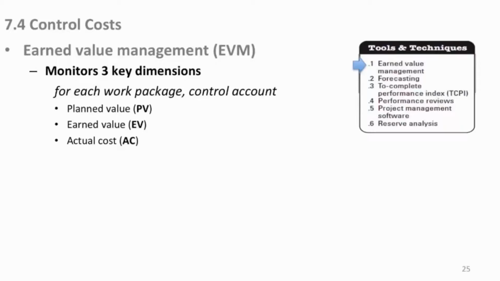We're going to have a little prelude to it, and then we're going to show you a little scenario, spend some time on that so you can understand how this works dynamically. So, earned value management. Three key dimensions for each work package or control account. You don't do it at the individual work item level.